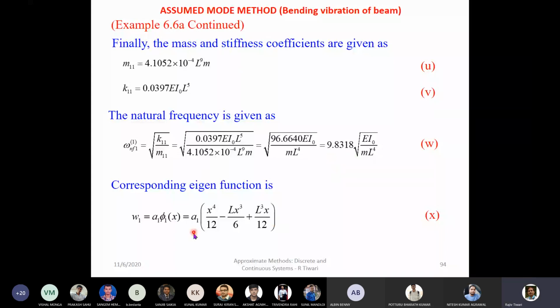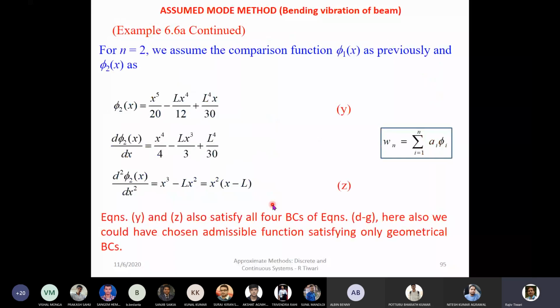And this is the corresponding eigenfunction, because now this is the comparison function multiplied by that. Because there is only one function we have chosen, now I'll take two functions, two comparison functions. So this is another comparison function. The previous one was x raised to 4 something. Now there is another comparison function, and you can check that it will also satisfy both the geometrical conditions and the natural boundary condition.